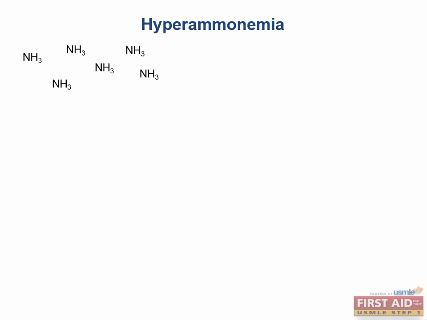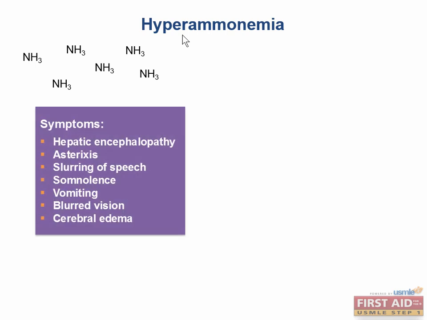So what happens if you have too much ammonia? In other words, you're producing this ammonia faster than you can get rid of it. Excess ammonia in the blood, called hyperammonemia, is a serious medical condition that causes hepatic encephalopathy. These patients will present with symptoms such as asterixis, which is a tremor, slurring of the speech, somnolence, vomiting, and blurry vision, and it can also be deadly due to the cerebral edema.